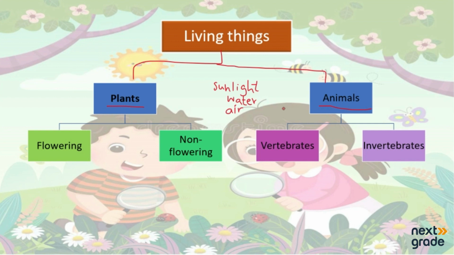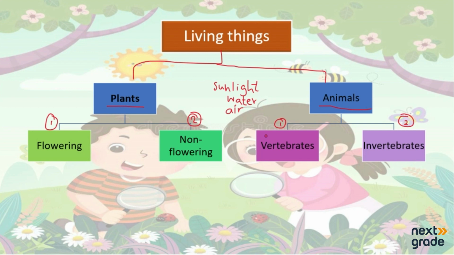Alright. Animals are further divided into two categories. The first one is vertebrates and the other is invertebrates. Plants are also divided into two categories और वो कौन सी categories हैं? Flowering plants and non-flowering plants.